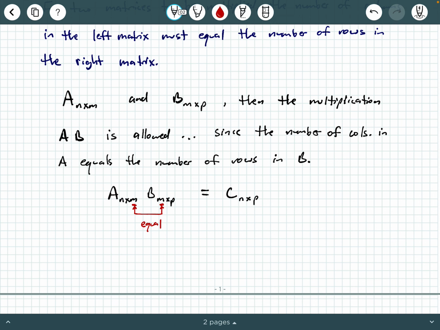So let's make a little note here. This value right here is the number of rows of A, and then this value right here is the number of columns of B.